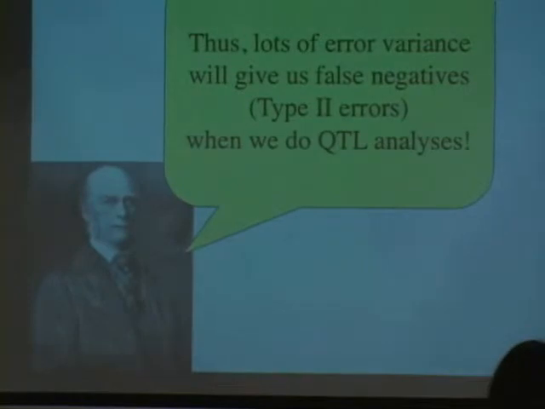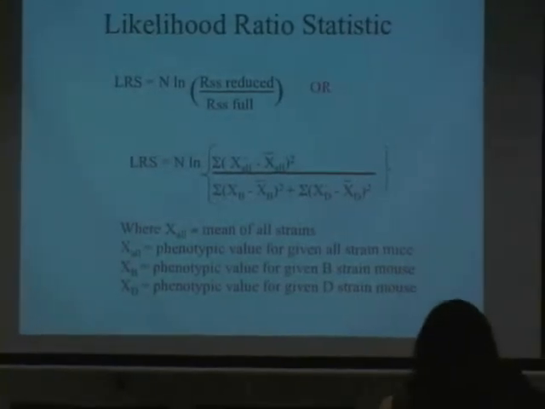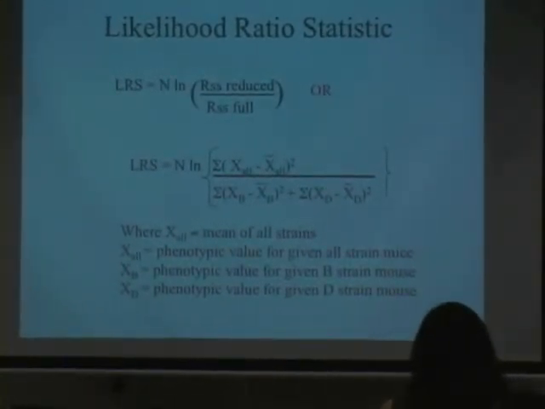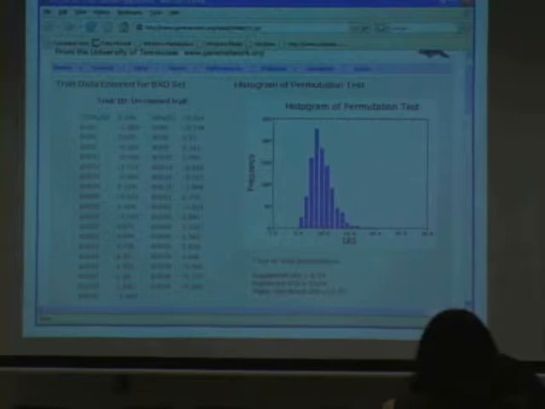Okay. So, as I already just said, lots of error variance will give us false negatives, type 2 errors. When we do QTL analysis, we probably had lots of error variance. We also, in our tour of statistics, talked about the likelihood ratio statistic, which I'll detail a little bit later in this lecture, and I've talked about in another lecture. Basically, it's a ratio of the variance of all the points to the variance of each of the points around their own mean added together. So it's a ratio of variances. We'll come back and talk about what the data looked like when it's high or low at a later point.